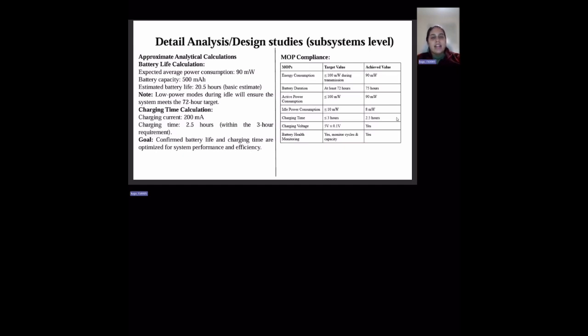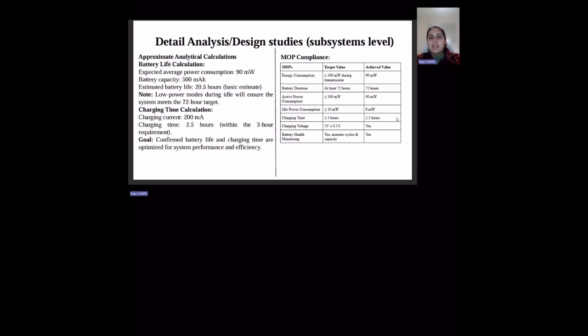From the approximate analytics calculation, the battery life calculation, we expect the average power consumption to be 90. The battery capacity is going to be 500. The estimated battery life is going to be 20.5 hours as the basic estimate. And we have a note that the low power modes during idle will ensure the system meets the 72 hours target. For the charging time calculation, the charging current is going to be 200 milliamps, and then the charging time is going to be 2.5 hours, within the 3 hours requirement. The goal is to confirm battery life and charging times are optimized for system performance and efficiency.